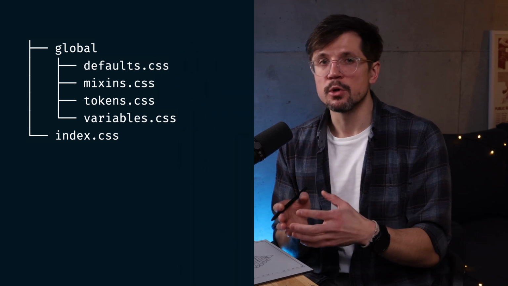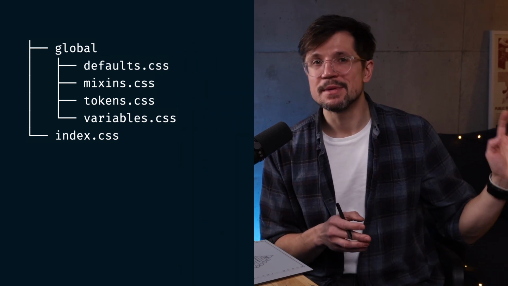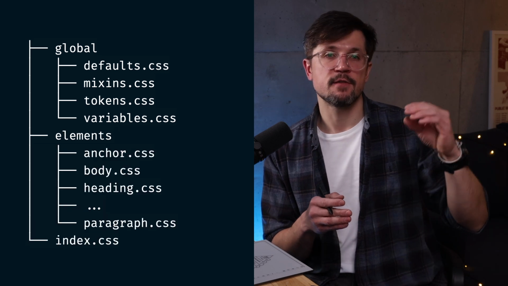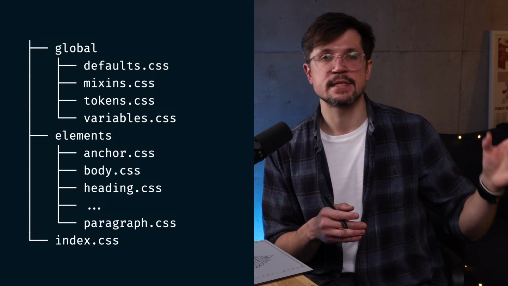So why am I telling you all this? Because following this architecture dictates how you organize your project. For example, in most cases, I'd create a folder called global and put design tokens, variables, mixins, and other global things in there. And I do the same for the next layer, where I create a file for each raw HTML element inside elements folder.